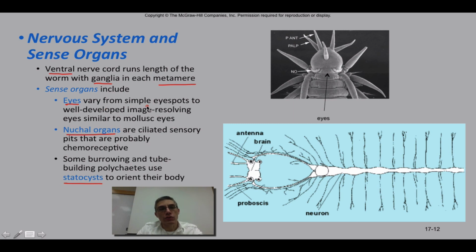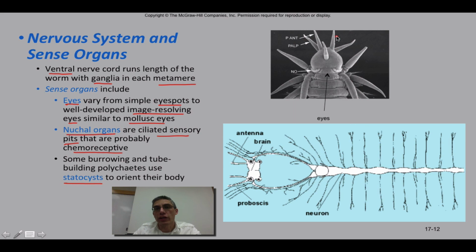Now, the eyes of these animals could range from very simple eye spots to very well-developed image-resolving eyes. And again, this is going to be very similar to the eyes that you saw in the group of mollusks that we looked at in class. Now, the nuchal organs that I had mentioned are going to be ciliated sensory pits, and these are probably chemoreceptive in nature.